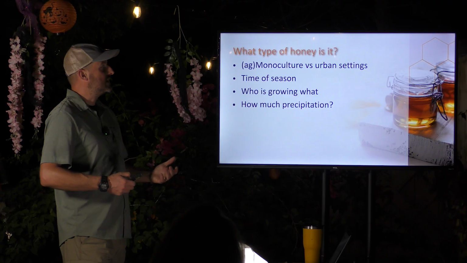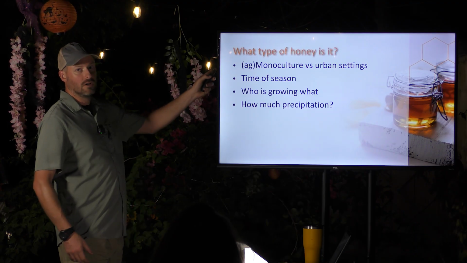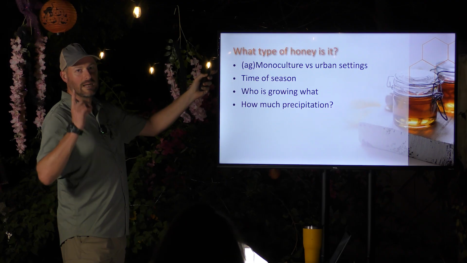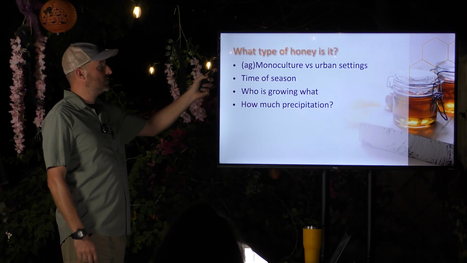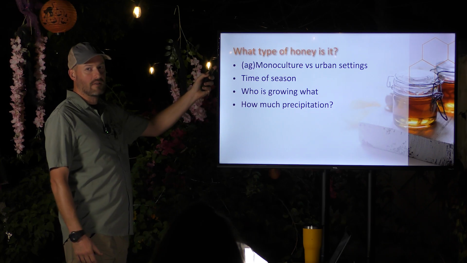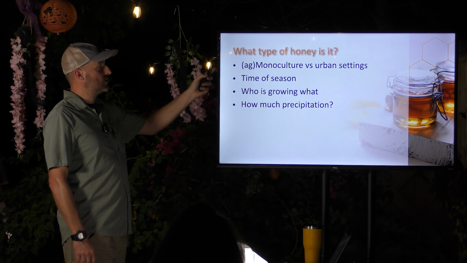So what type of honey is it? I get asked that quite frequently. And we don't have any monoculture around here. Monoculture means it's one type of plant grown in a big quantity in an area. If you go further north, you'll find a lot of rice paddies. Even that's not really beneficial to bees. We just don't have it around here.